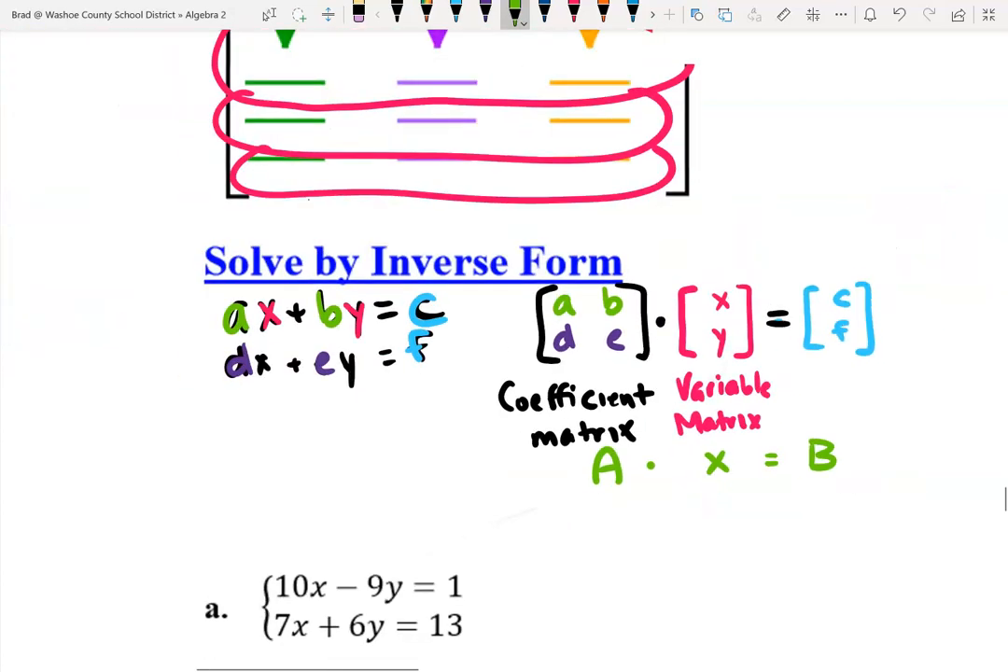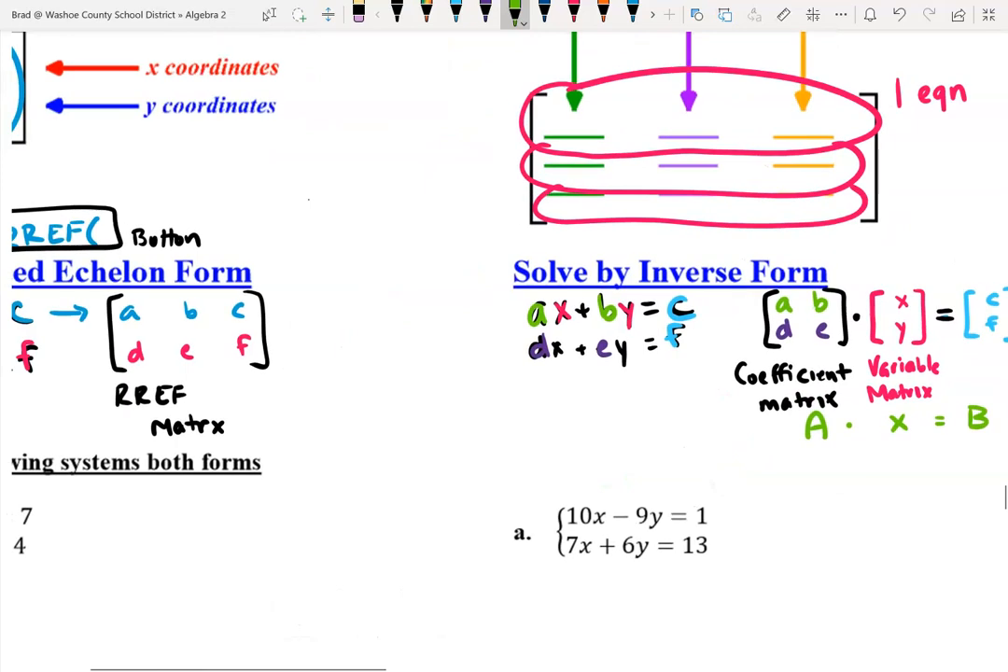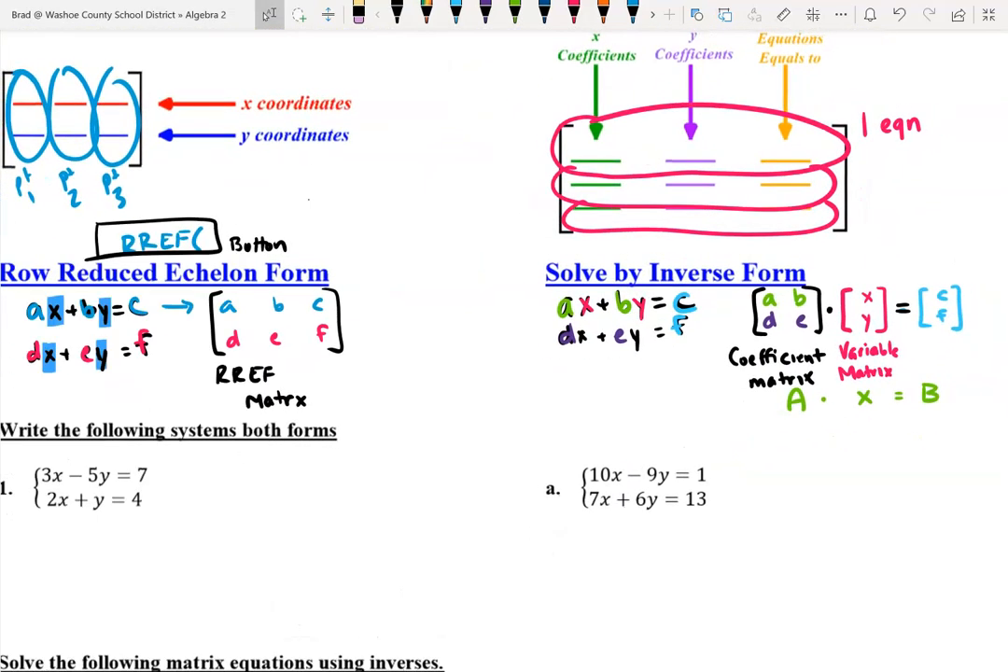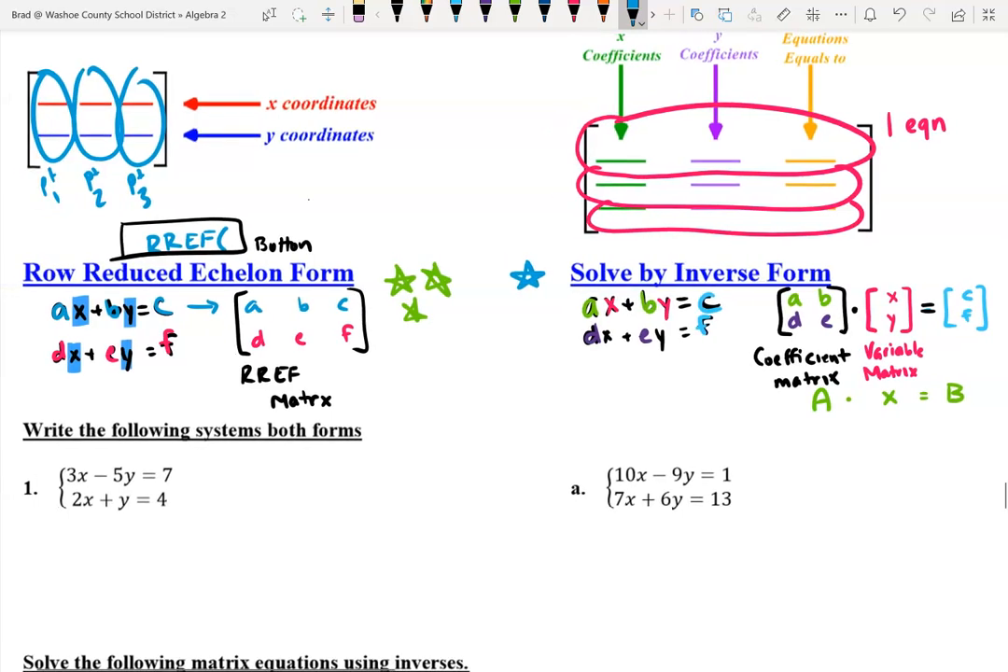But I know this is a lot, so let's just look at these. Clearly, you guys are going to like this one better. I think as math teachers, we like this one better. But they're the same way to do it, and it shows you why we need to do inverses. So that's why we did inverses last day.